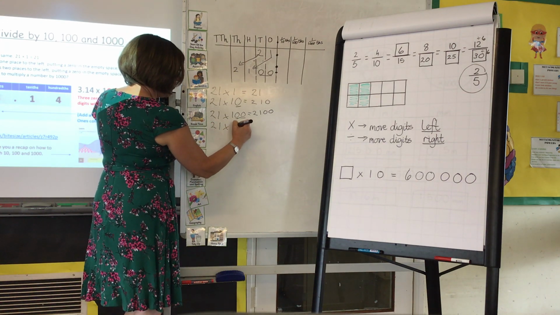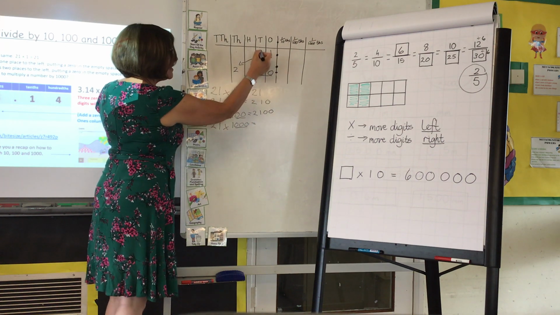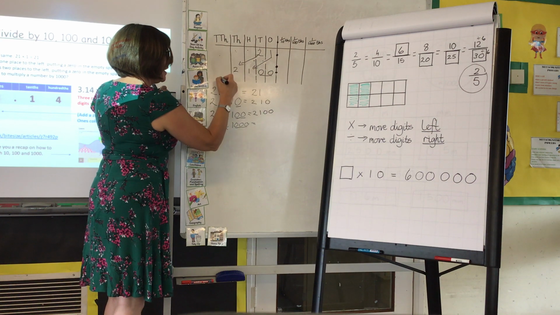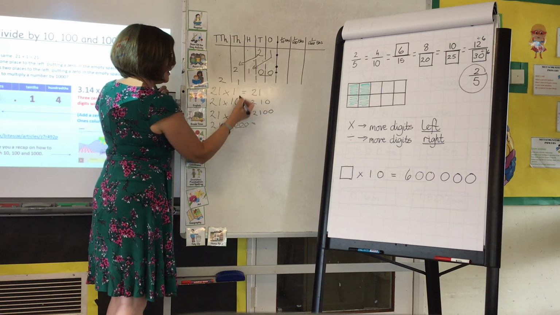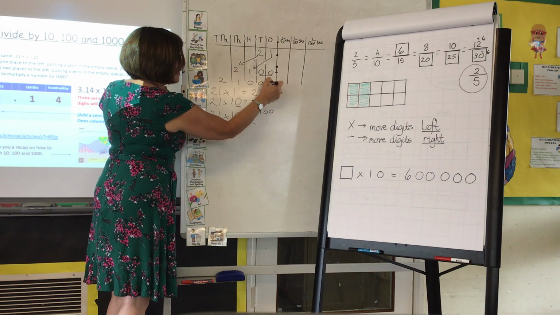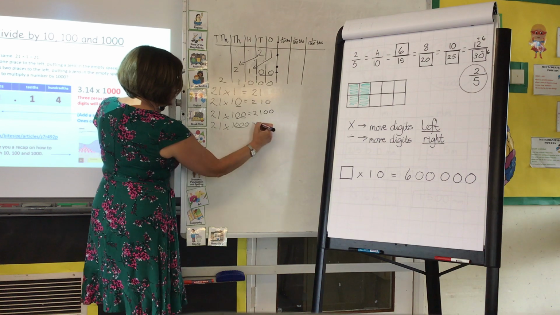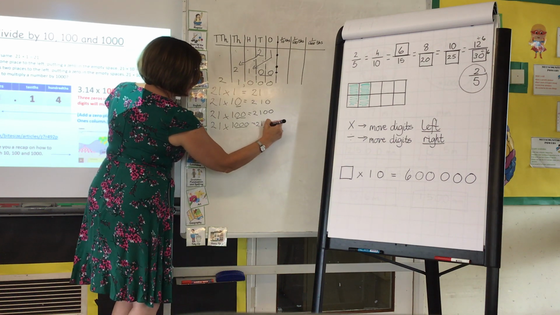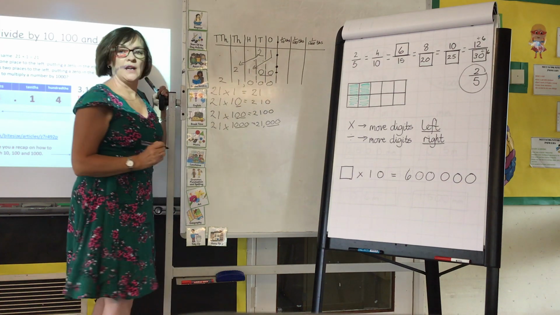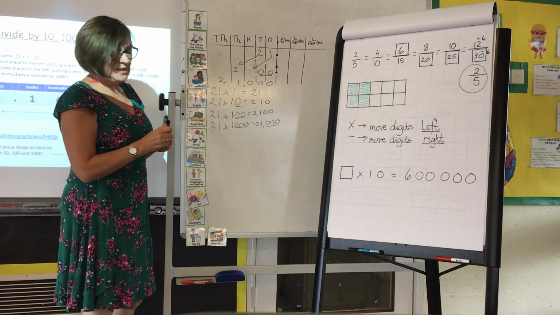21 times 1,000. 1,000 has 3 zeros. We end up moving 21, 1, 2, 3 places to the left. So 21 goes there, and we put in the zeros, 21,000, and we have 3 zeros because we were multiplying by 1,000. So that's the technique that you're going to use today.